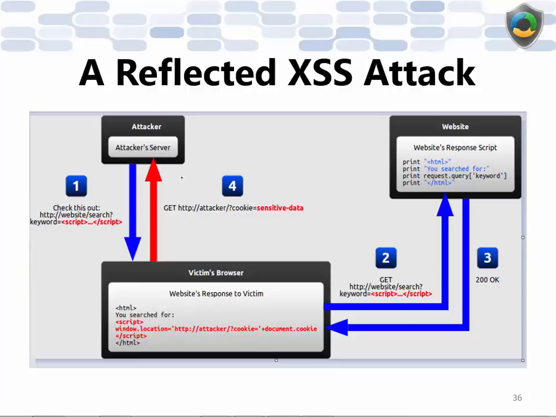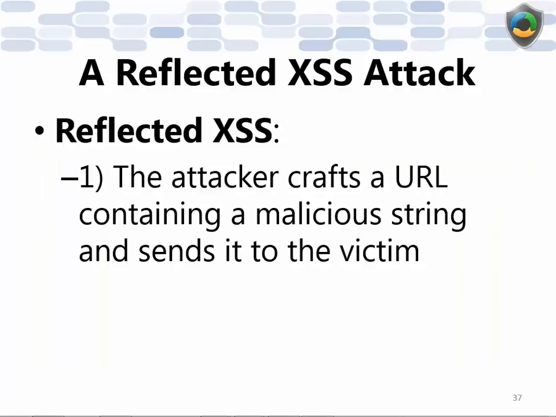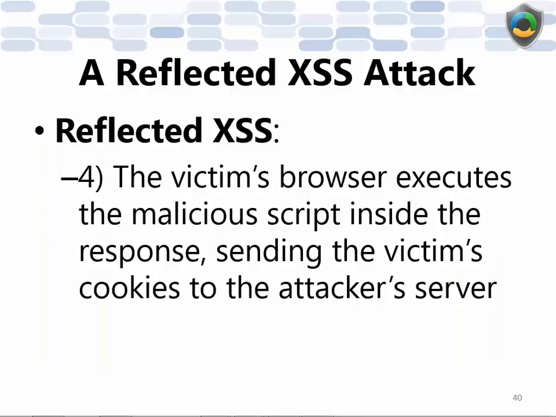So if we look at this one right here, in step 1, the attacker crafts a URL containing a malicious string and sends it to the victim. In step 2, the victim is somehow tricked into requesting the URL from the website. Then in step 3, the website includes the malicious string in the response. And in step 4, the browser executes the malicious script inside of the response. So very similar to what we just saw previously. And here are the 4 steps.